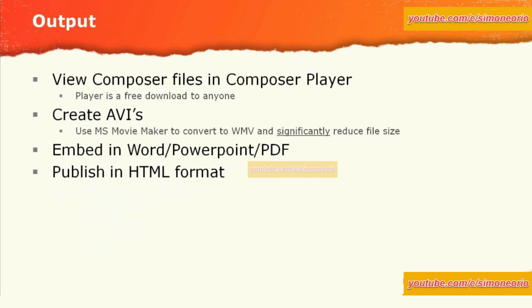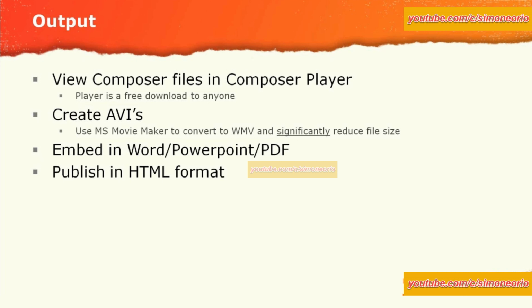One more note on output. Again, we're going to be able to look at these Composer files in the free Composer player. Anybody in the world can download that for free. We can create AVIs. A little note here about using the Microsoft Movie Maker to convert an AVI to a WMV file and significantly reduce the file size. In preparation for this presentation, I had an AVI file that I had created, and it was 850 megabytes, which is basically useless because it's just so large.